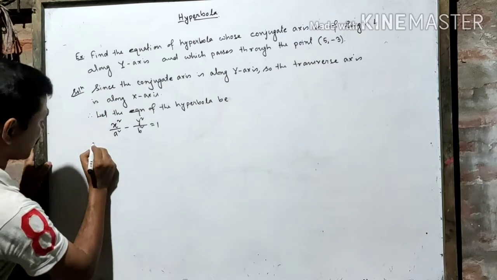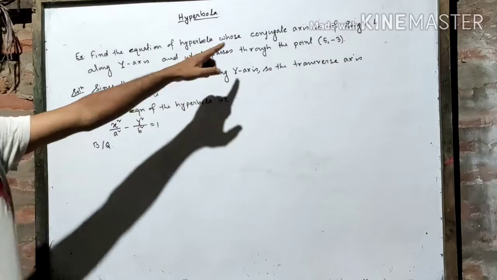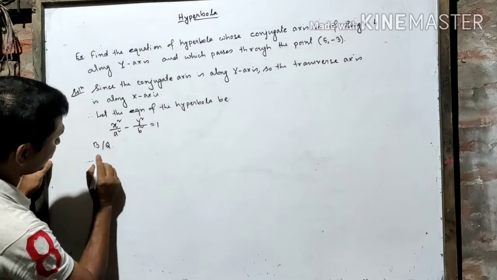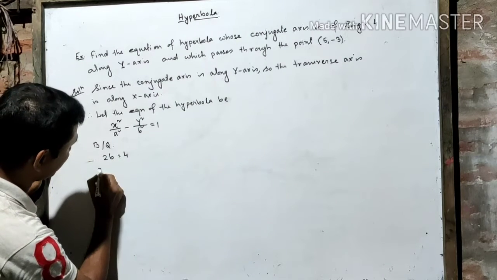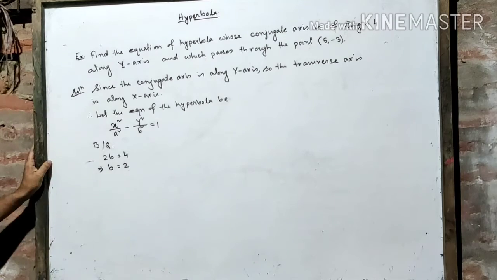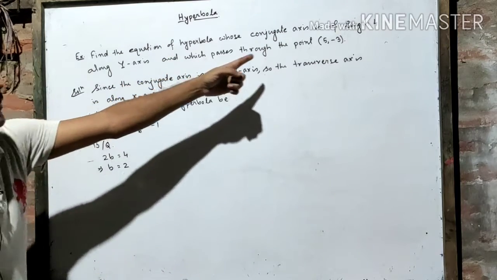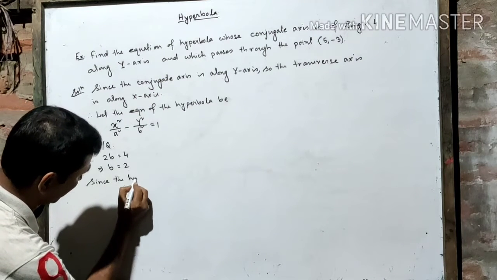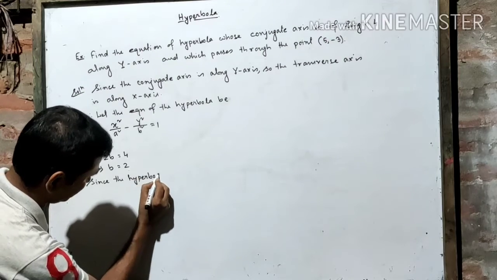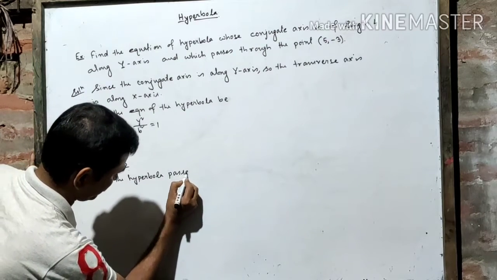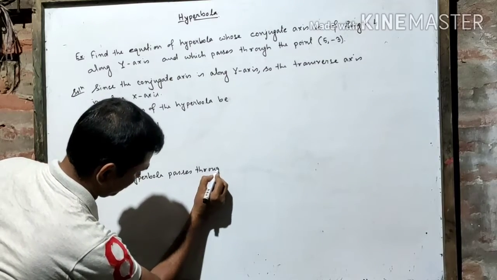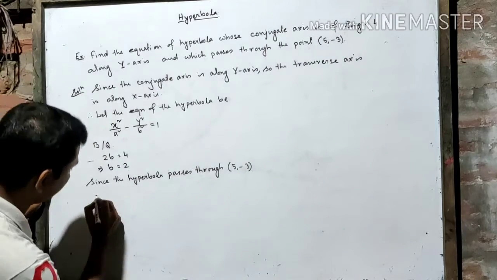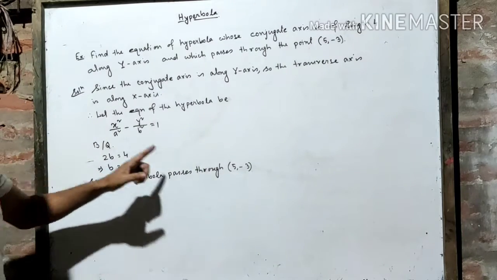According to question, what is given? Length of conjugate axis is 4. So by question, twice b is equal to 4, which implies b is equal to 2. Okay. Next, the hyperbola passes through the point (5, -3), since the hyperbola passes through (5, -3), therefore, these coordinates should satisfy the equation of the hyperbola.